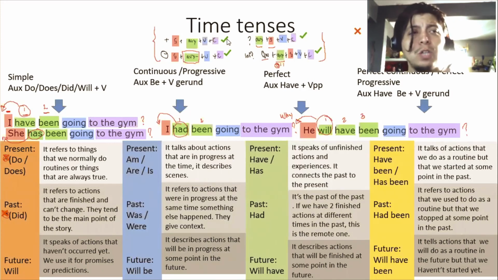Los perfectos continuos, el presente perfecto continuo, yo he estado corriendo. En pasado perfecto continuo, yo había estado corriendo. En futuro perfecto continuo, yo habré estado corriendo. Esos son los 12 tiempos y así es como se usan.